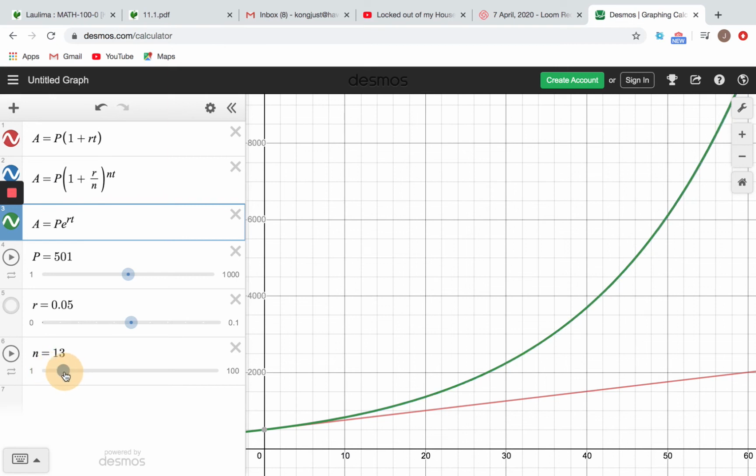Now, if I compound 12 times a year, notice that it's pretty close to continuous already. These are almost indistinguishable. So 12 times a year is already pretty good. You don't have to go all the way up to compounding continuously.